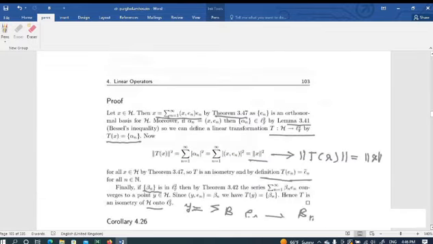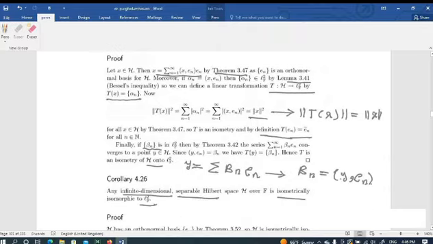This is the proof of the theorem. I left it for your study.